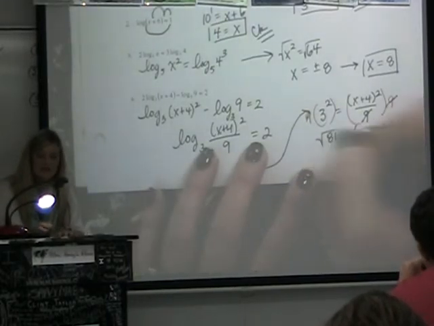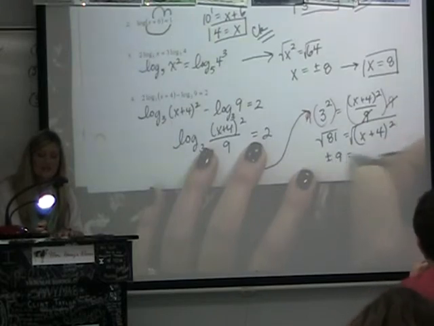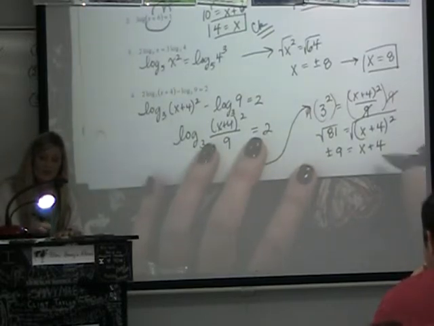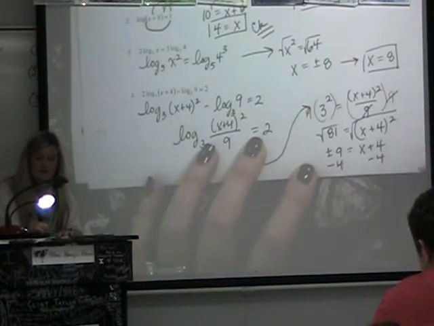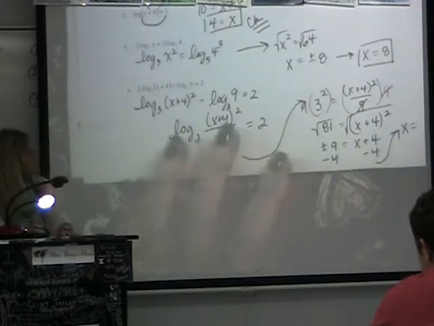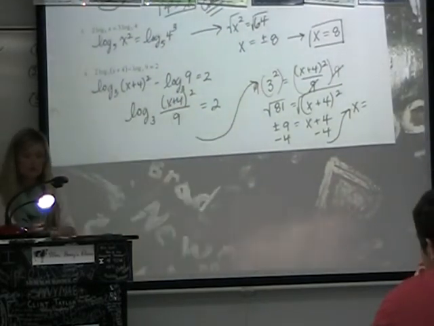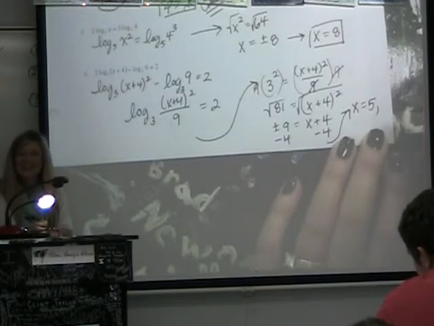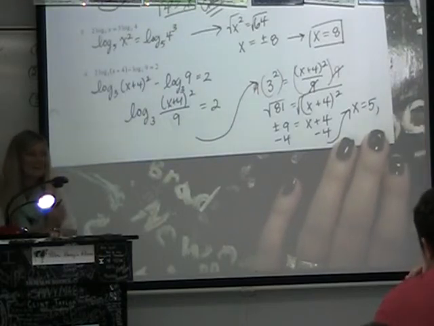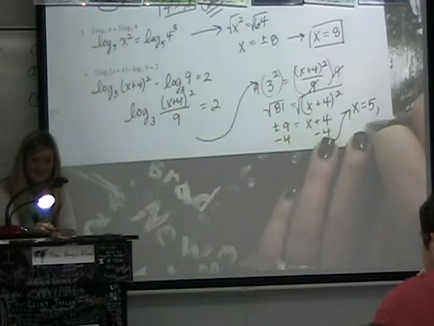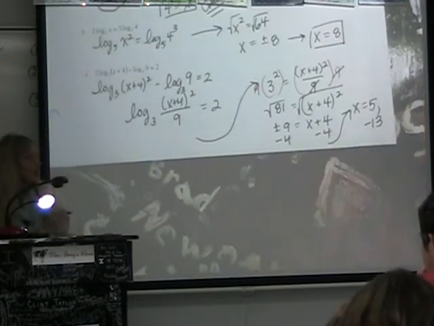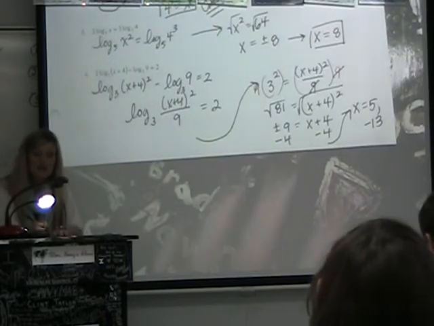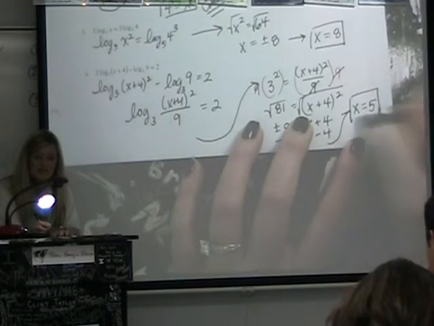Square root of both sides. And so I get plus or minus 9 on this side, I get x plus 4 on this side, and then I subtract 4 from both sides. So what is positive 9 minus 4? Yeah, 5. And then negative 9 minus 4? Negative 13. Are either of those answers extraneous? The negative 13 is. Now, my only answer is x equals 5.